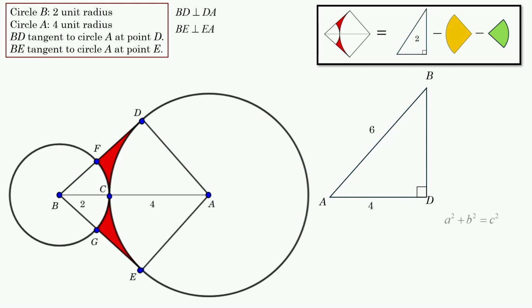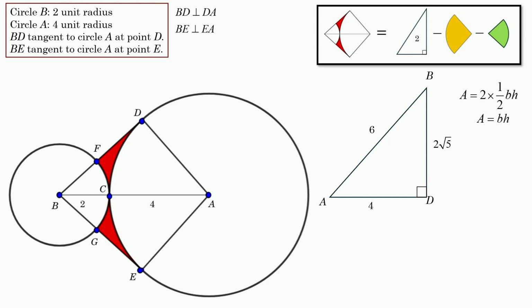We know that the base right here, AD, is 4, and we know the hypotenuse is 6. We could use the Pythagorean theorem and find out that the height from B to D is 2 root 5. Now the area of a triangle is 1/2 base times height, but we've got 2 of them. So we're going to multiply by 2, ending up with the area of the kite is just base times height.